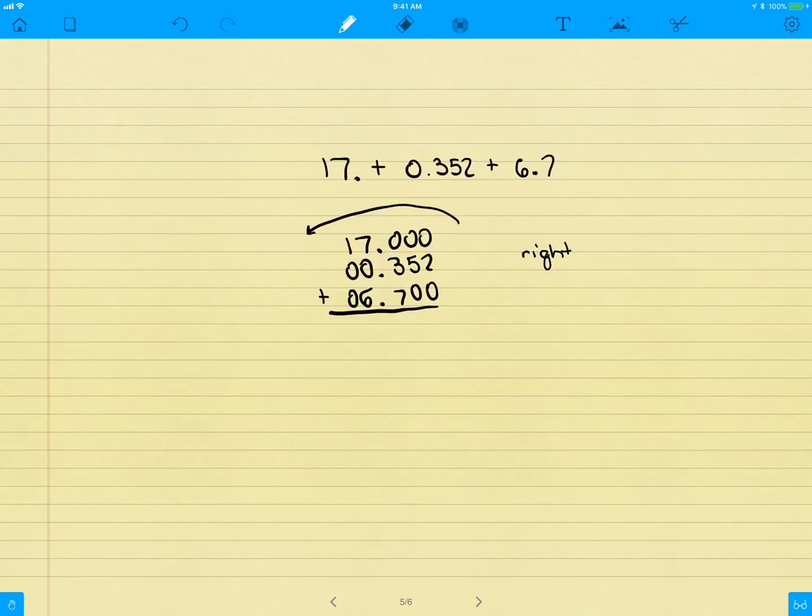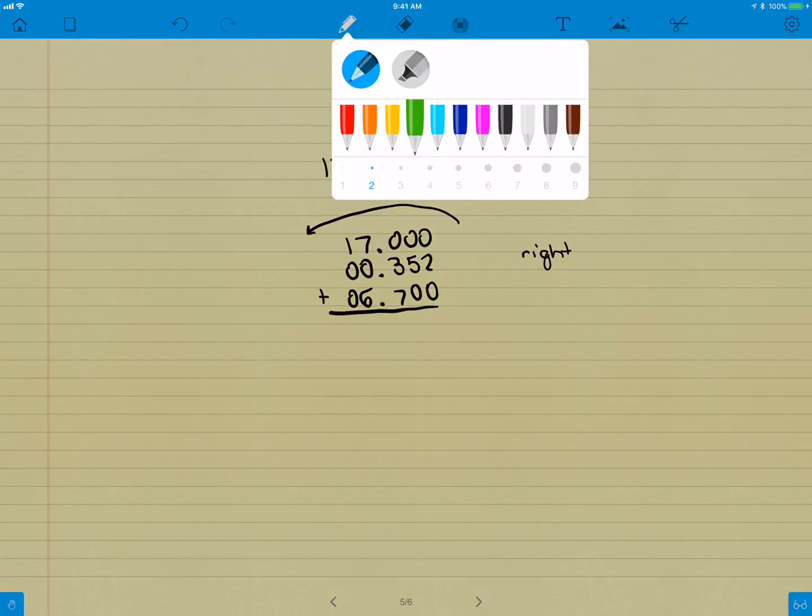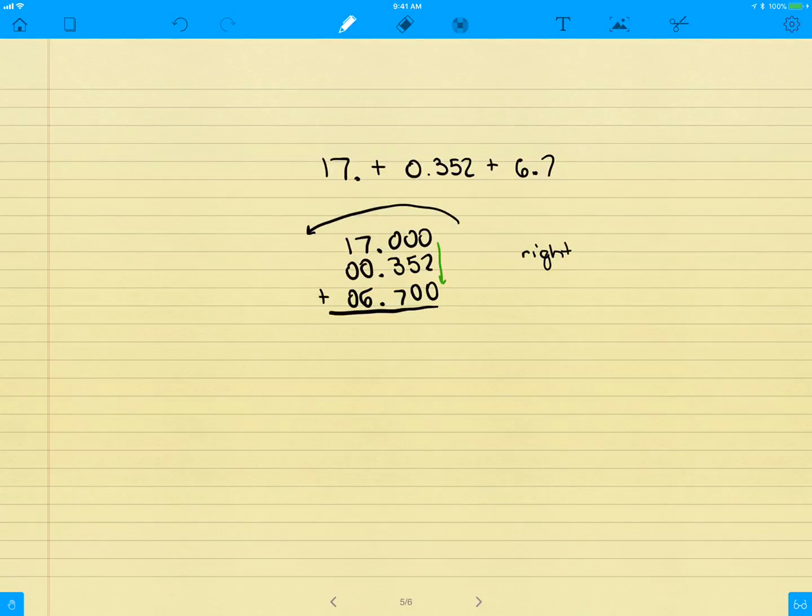Okay, so adding straight down, let me use a different color here. So adding straight down, adding 0 plus 2 plus 0, that's 2. 0 plus 5 plus 0 is 5. 0 plus 3 plus 7 is 10. So we're going to make that a 10. That's a 0. Carry the 1. The decimal comes straight down.